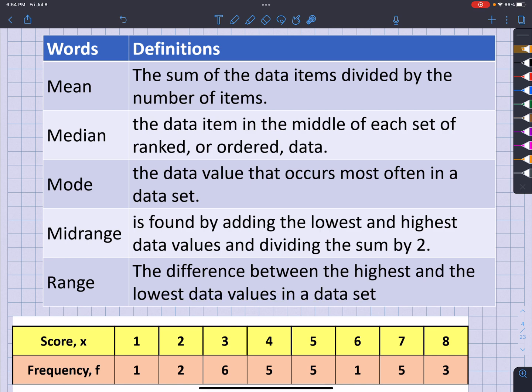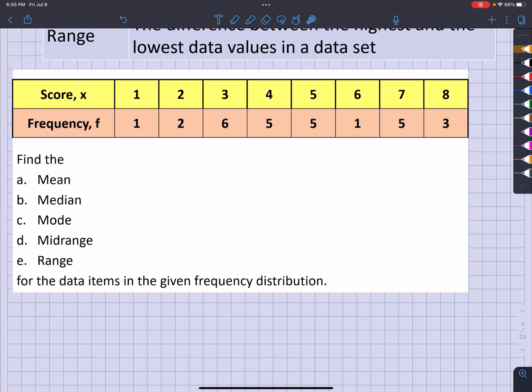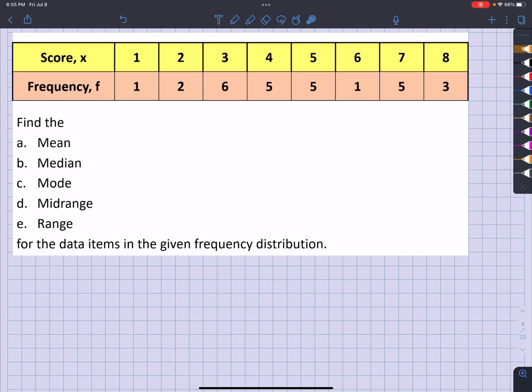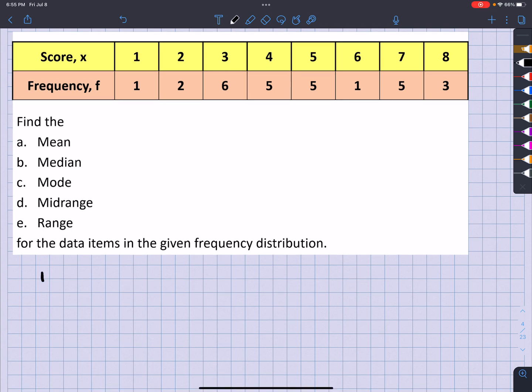Okay? So let's go right in order, right? So let's go ahead and find the mean of this data set right here. Okay, so I have a bunch of scores here and how often each one occurs. So if I was to write these out, 1 occurred once, right? 2 occurred twice. 3 occurred 6 times.